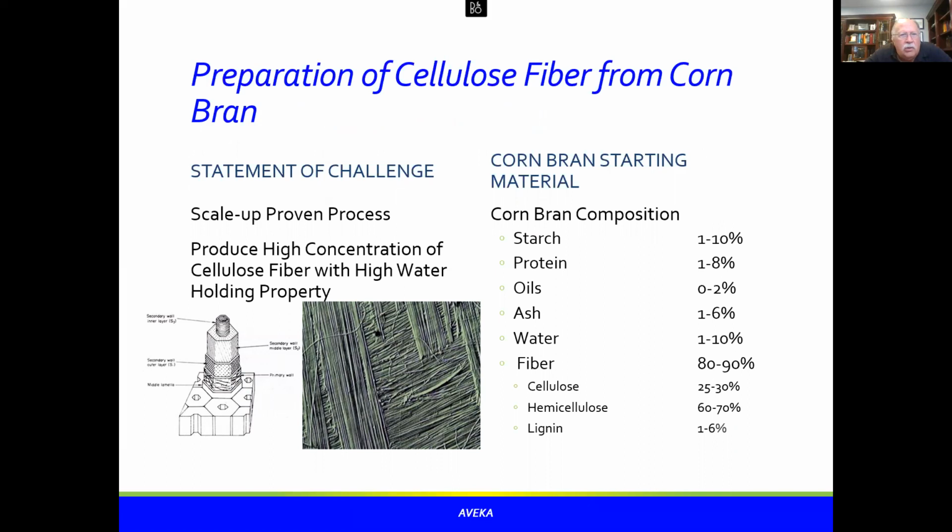Now, the corn bran material that we're going to start with here, I'm showing you the composition here. And basically there's a whole bunch of things that we need to get rid of: the starch, the protein, the oils, the ash, and the water. We need to get rid of those. And so we're left down with the fiber, and then we need to separate that cellulose fiber from the hemicellulose and the lignin. And basically the pictures that I'm showing on the left side of the screen here show you the structure of a fiber, which is basically a multi-layered structure formed up of cellulose microfibrils in the TEM image that you see here. And then basically we want to separate that all apart and get that cellulose out of there and get rid of the hemicellulose and lignin.